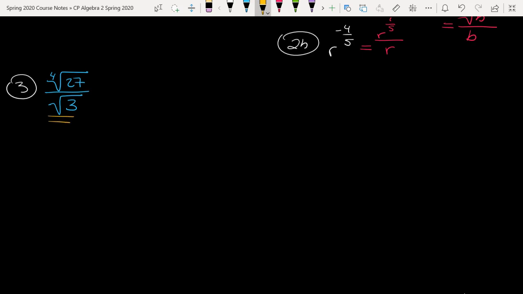How about we convert everything into rational exponent form? That would be 27 to the 1/4 over 3 to the 1/2. There's a key insight to this kind of a problem, and it's that the 27 and the 3 are related to each other here. In fact, 27 is 3 cubed. So let's see if we can simplify this by making the base in the numerator and the base in the denominator the same.